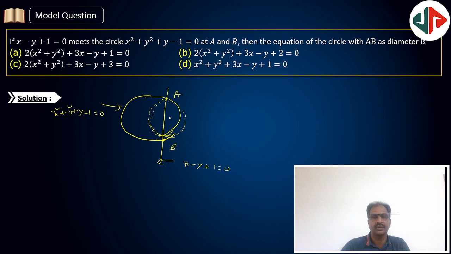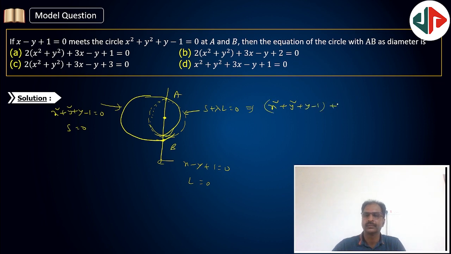So let us say this dotted circle represents the circle with AB as diameter. Suppose the given circle is S is equal to 0 and the given line is L is equal to 0. The equation of a circle passing through the intersection points of S equal to 0 and L equal to 0 is S plus lambda L is equal to 0. This is the required circle which is passing through the intersection points of the given circle and line.